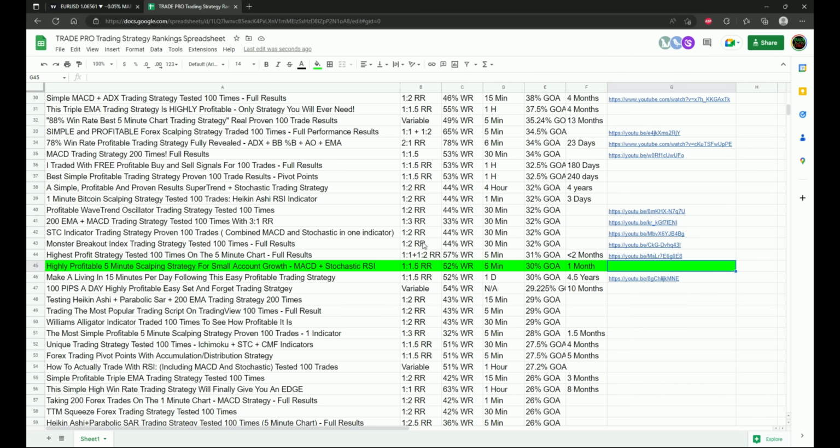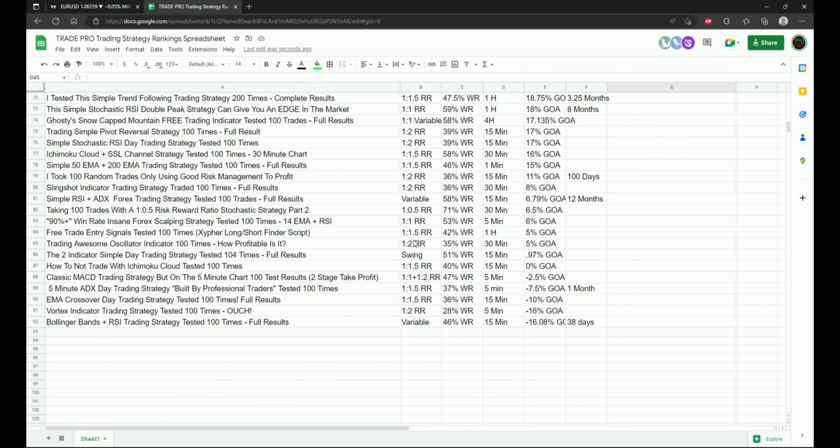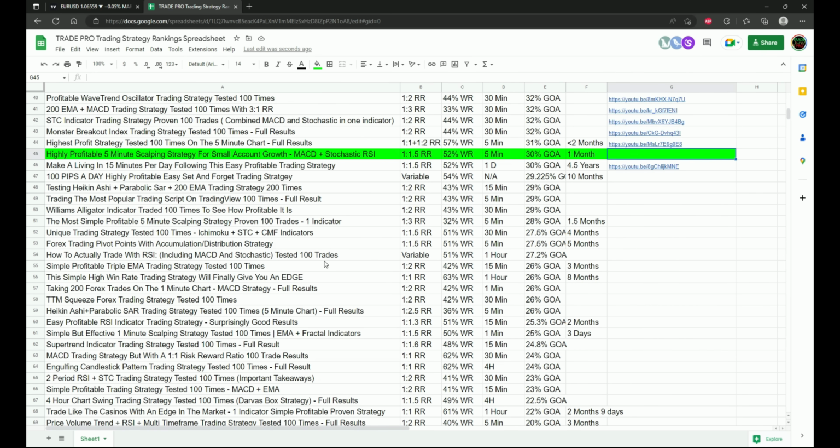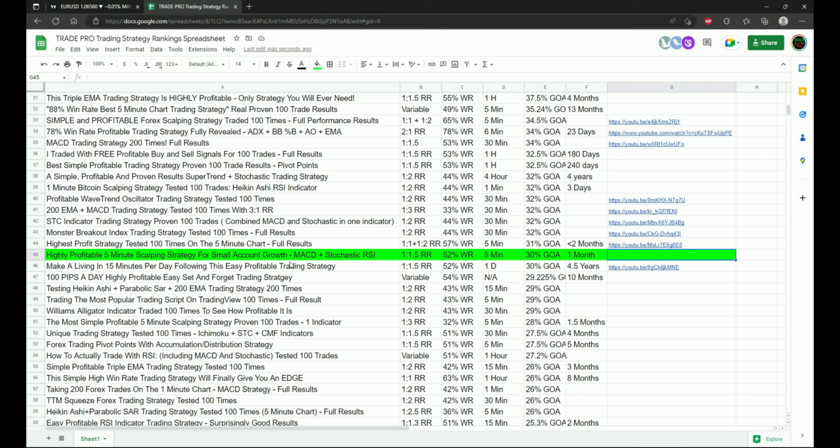All right, so here it is on the strategy ranking spreadsheet, falling at spot number 45 out of the 92 strategies tested so far on the channel. So this one falling in that mid-range and doing quite well. So considering it only took 1 month of price data to find the 100 back-tested trades, this one did produce some decent returns at 30% gain on the account.